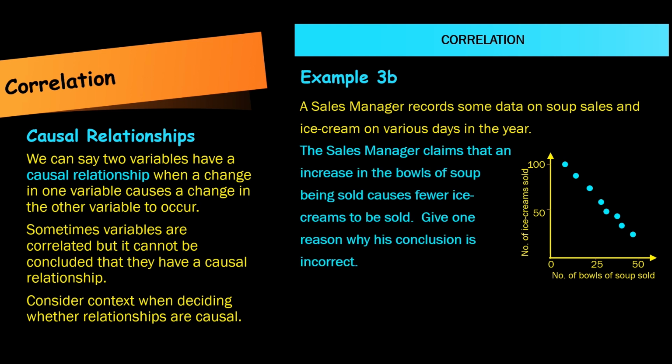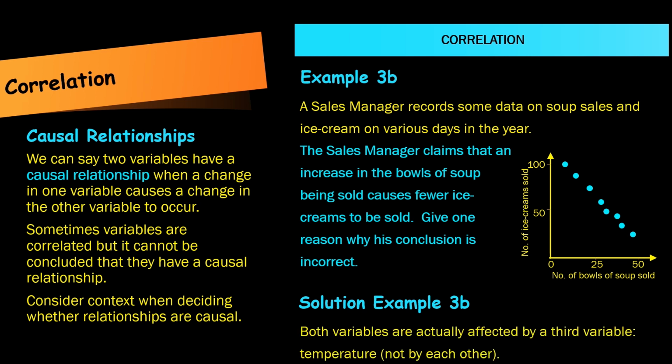Now let's take a look at part B. The sales manager claims that an increase in the bowls of soup being sold causes fewer ice creams to be sold. Give one reason why his conclusion is incorrect. So let's solve this. We need to think about what other variable might be causing the changes in these two variables to occur. Of course, both variables are actually affected by a third variable, namely temperature, and not by each other.